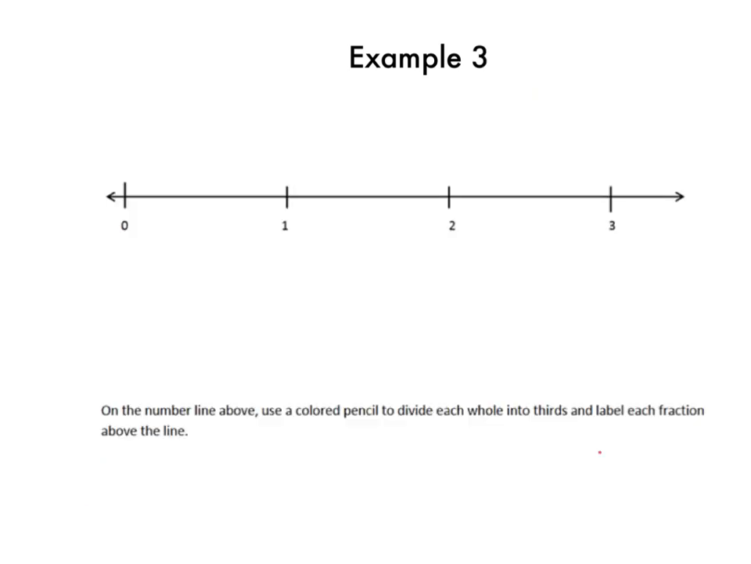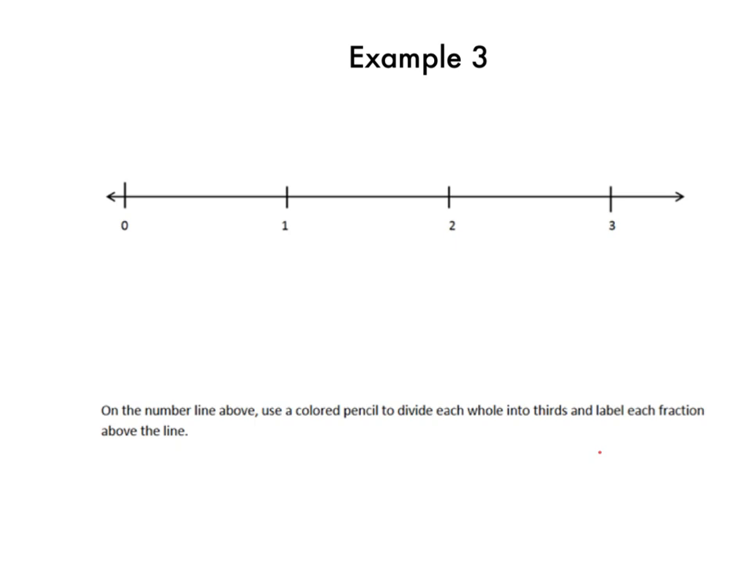Let's try one last example. On the number line, we're going to use a color to divide each of the wholes into thirds and label them with their fraction above the line. We'll do this in the color red. We can see here that our number line goes from 0 to 3. We can see that one whole represents 0 to 1, another whole is from 1 to 2, and another whole is from 2 to 3.